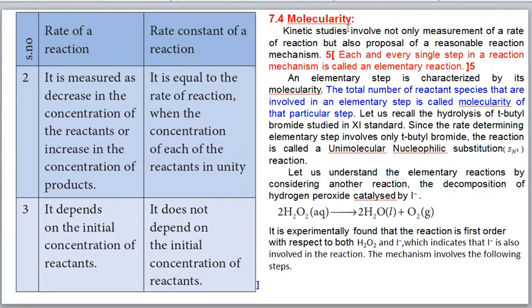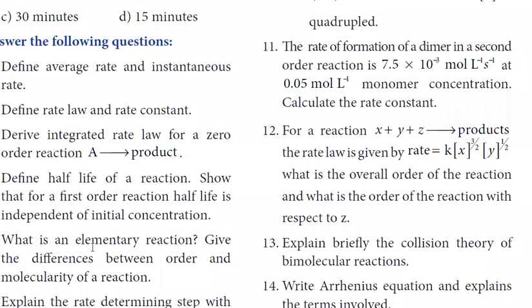The next term, molecularity. Kinetic studies involve not only measurement of the rate of reaction but also proposal of a reasonable reaction mechanism. So chemical kinetics explains the reaction mechanism also. Then, what is called an elementary reaction? It is one of the book back questions. Exactly, question number 5: What is an elementary reaction? Give the differences between order and molecularity of a reaction. Two questions are there.